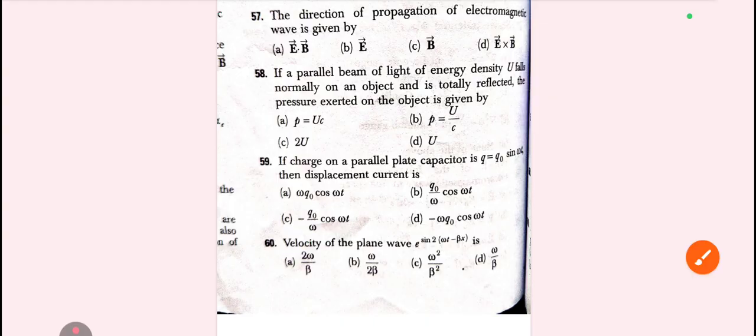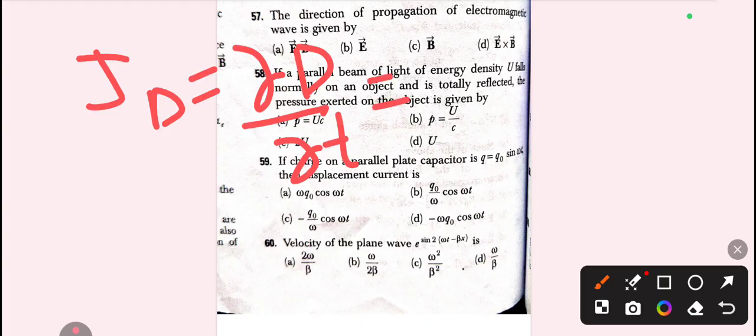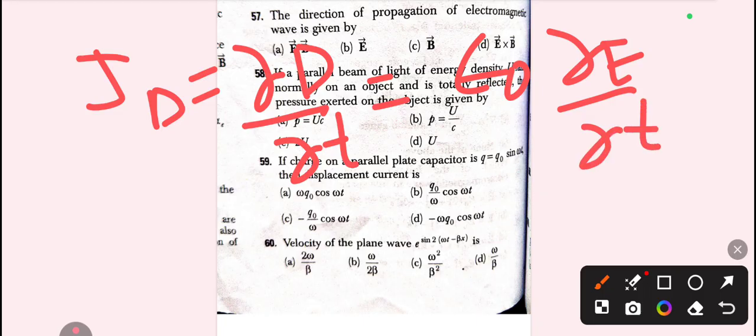If the charge on a parallel plate capacitor is Q naught sine of omega t, then the displacement current is... For this question, we have to use JD, which equals partial D over partial t, and D equals epsilon naught E, so partial E over partial t. Q is given here, and we know E equals 1 over epsilon naught times the charge Q. Use Q equal to Q naught sine omega t.